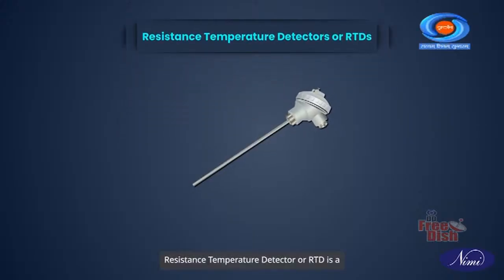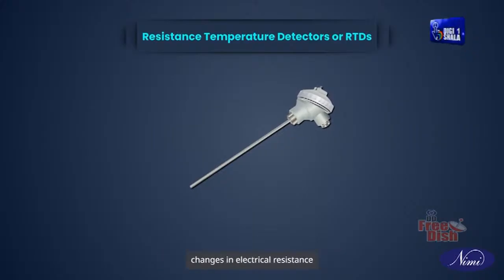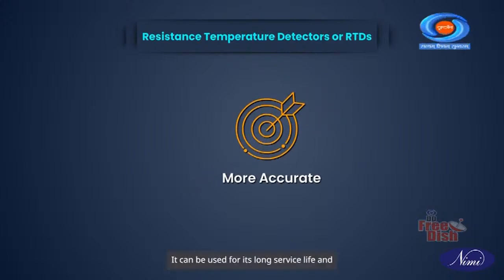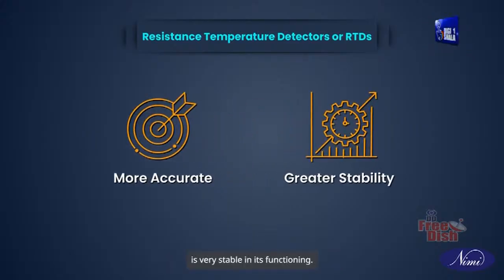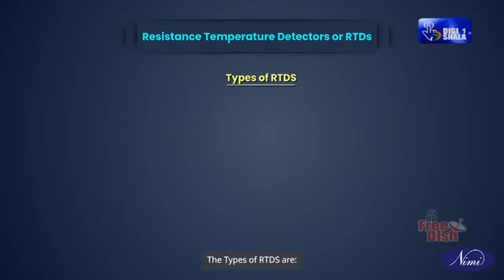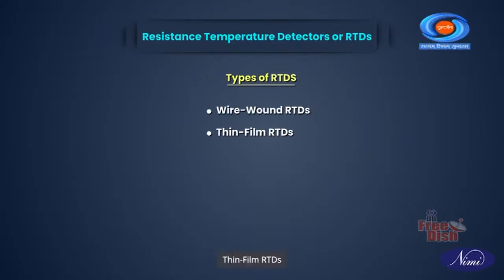Resistance temperature detector or RTD is a type of sensor that measures temperature by changes in electrical resistance. This sensor is known for its high accuracy. It can be used for its long service life and is very stable in its functioning. The types of RTDs are wire-wound RTDs, thin film RTDs, and coiled RTDs.